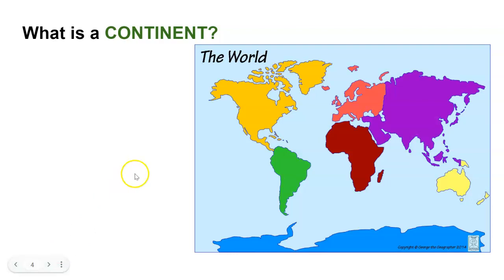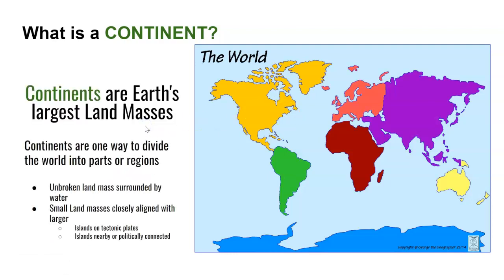All right, but what is a continent? So if we think of a continent, they are the Earth's largest land mass. So put that in there. And that makes sense if we look at our map, right? These are pretty big land masses. And that's one way to divide the world into parts. Sometimes people say it's an unbroken landmass surrounded by water, which works for this. Looks like it works here, but not so much here. So again, geographers have decided this, and they've looked at how these things are broken up. And some of the time, it has to do with politics.